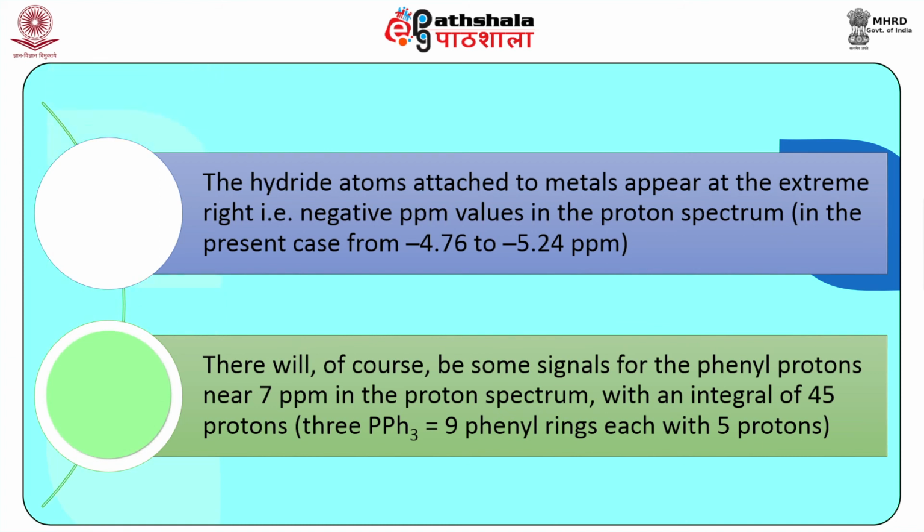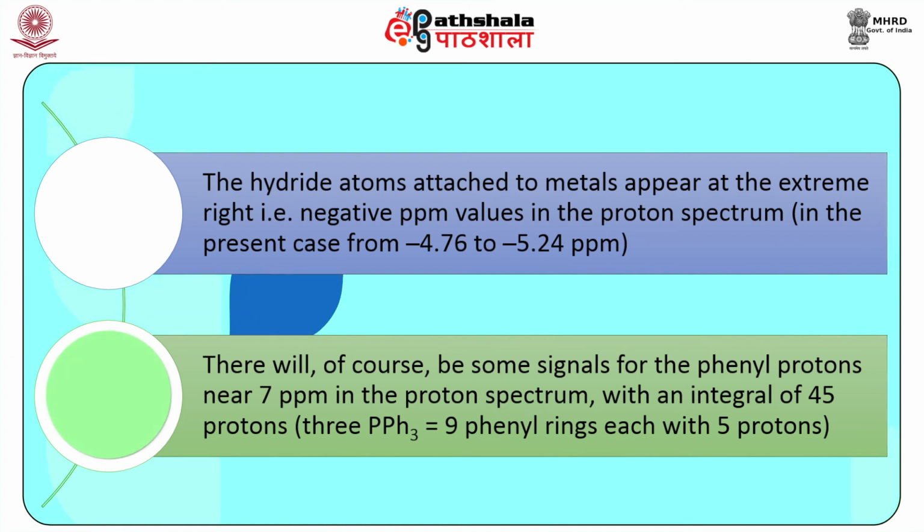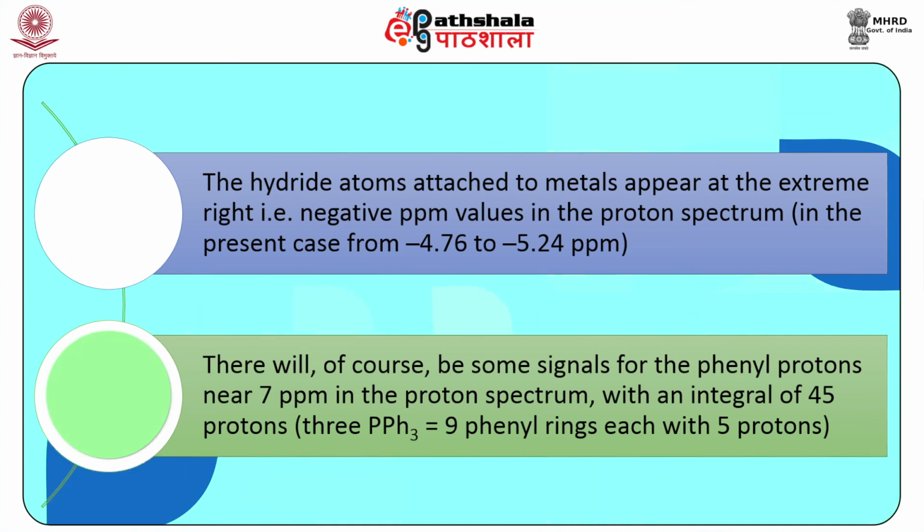There will of course be some signals for the phenyl protons near 7 ppm in the proton spectrum, with an integral value of 45 protons. 3 triphenyl phosphines equal 9 phenyl rings, each with 5 protons. Now you can see that when 31P is attached to the hydrogen atoms, the delta values in the hydrogen spectrum change, as I have stated in the important note.